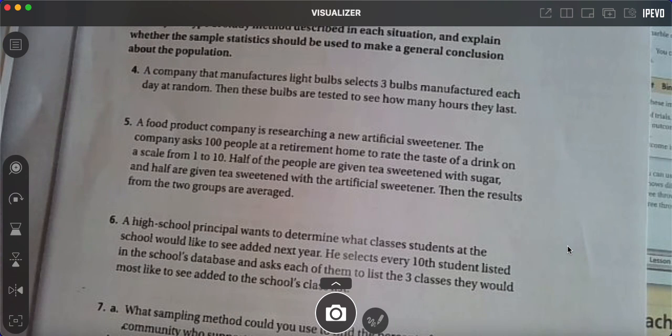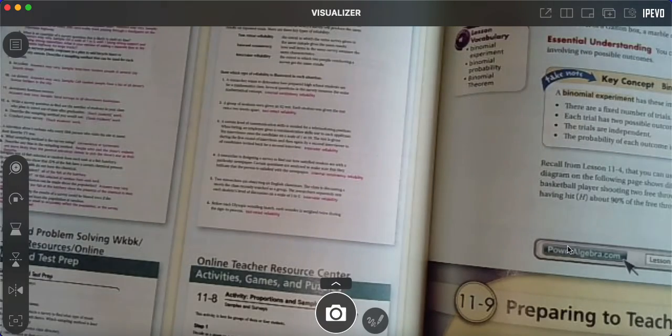A high school principal wants to determine what classes students at the school would like to see added. He selects every 10th student, that is systematic, and asks them to list 3 classes that they would like. That is a survey where you're asking a question and you're answering. Systematic survey. Okay. Are y'all understanding this? Yes, ma'am.